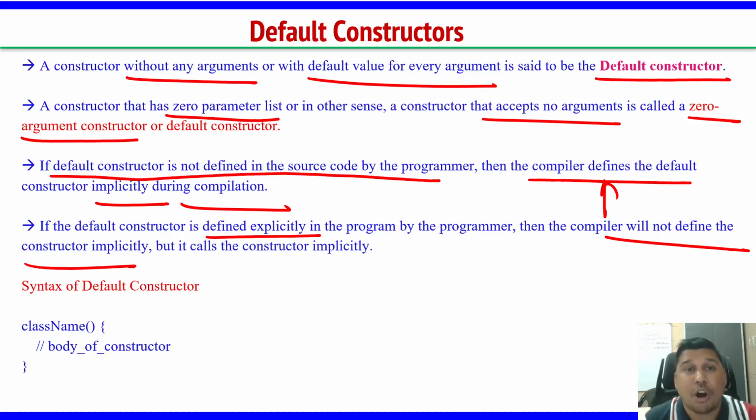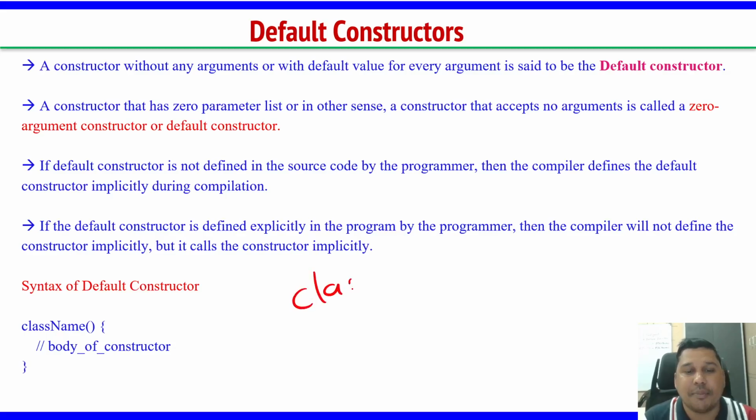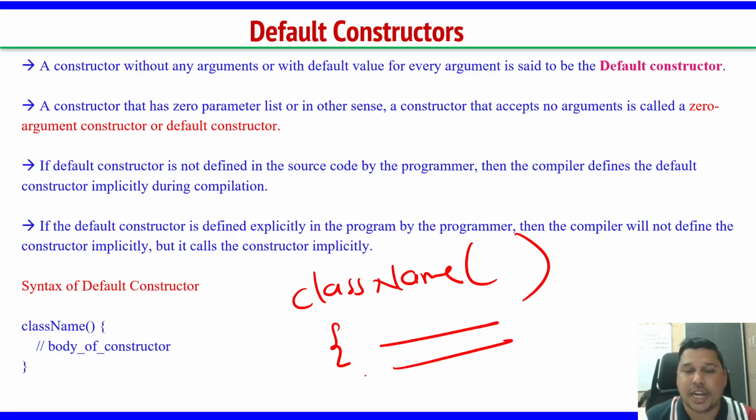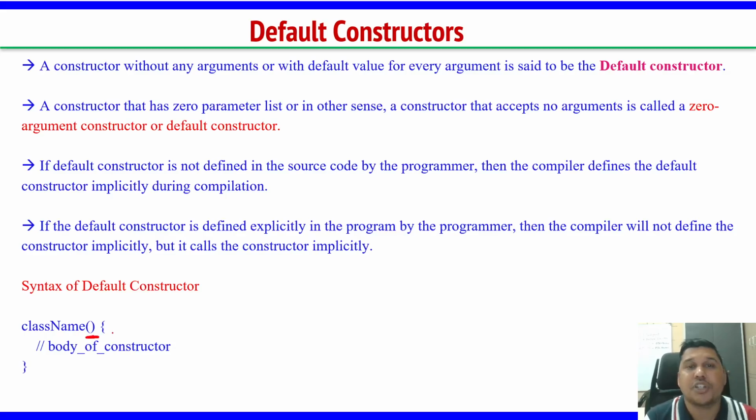Because object initialization cannot happen without the help of constructors. We need the help of constructors, but we are learning it now. So what is the syntax of that? Simply the class name. Since it is a default constructor, it will not have any arguments. So class name, open round bracket, close round bracket, then flower bracket, body of the constructor, and close it. Since we are saying it's a function, you have to give round brackets.